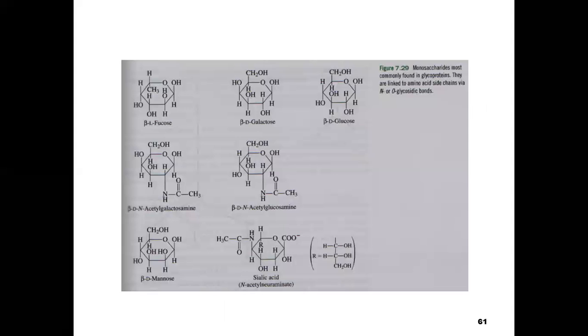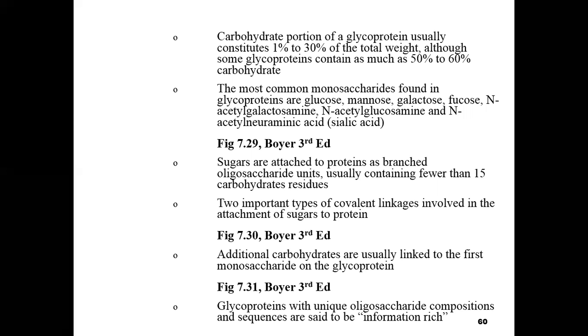These are the structures of the monosaccharides which can be attached with the glycoproteins. Sugars are attached to the proteins as branched oligosaccharide units, usually containing fewer than 15 carbohydrate residues.